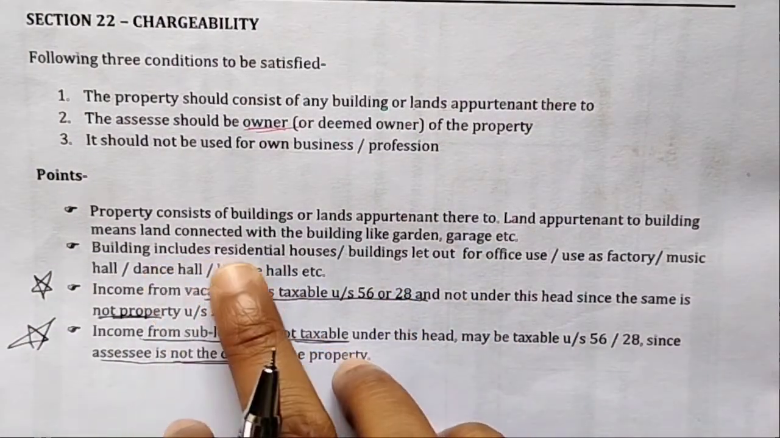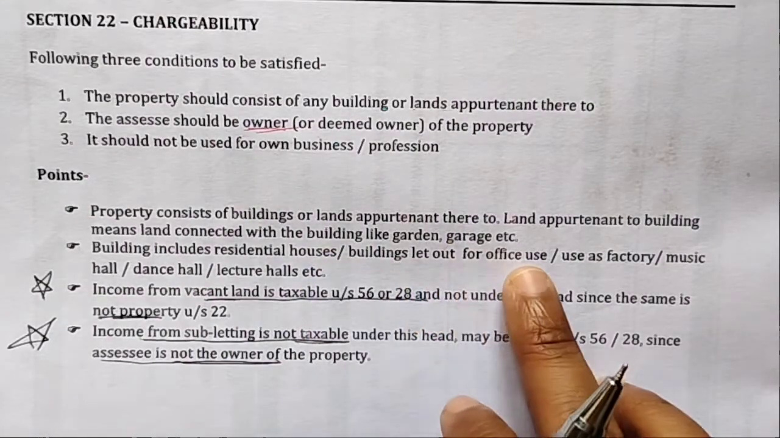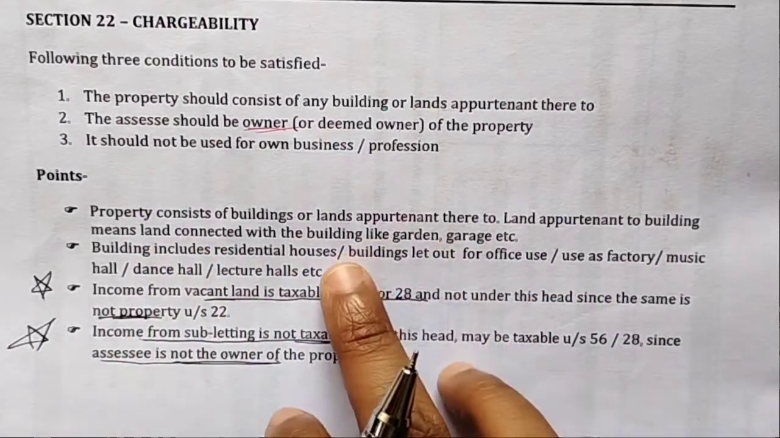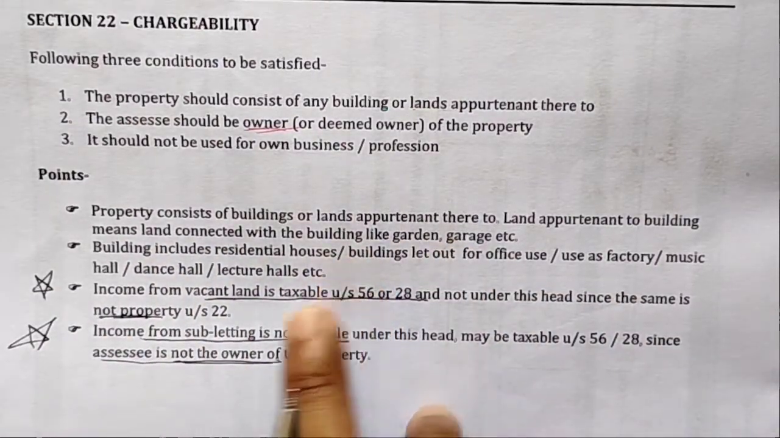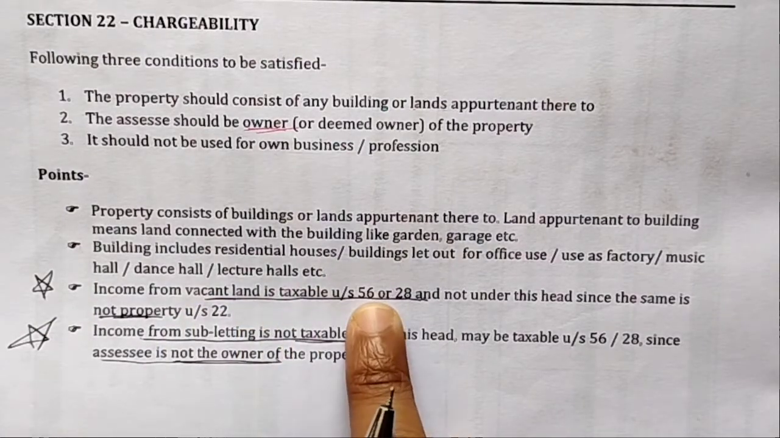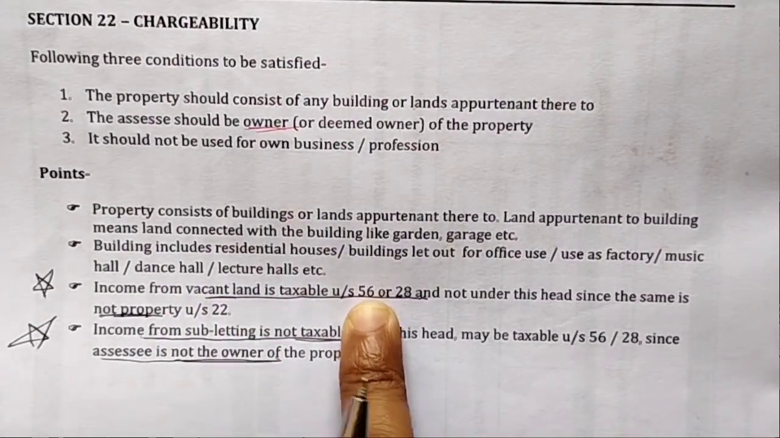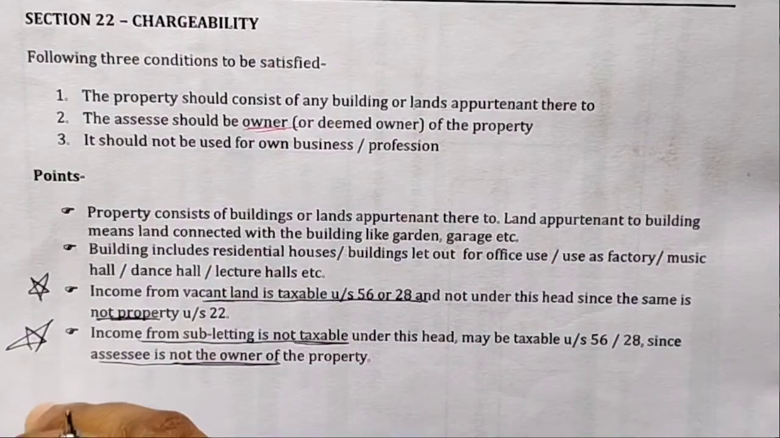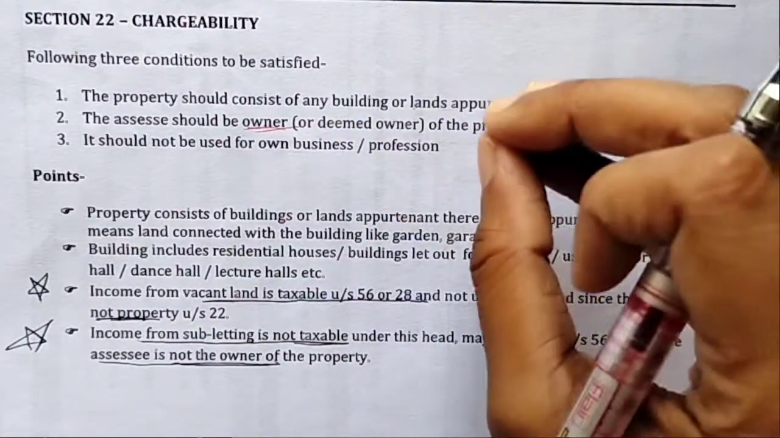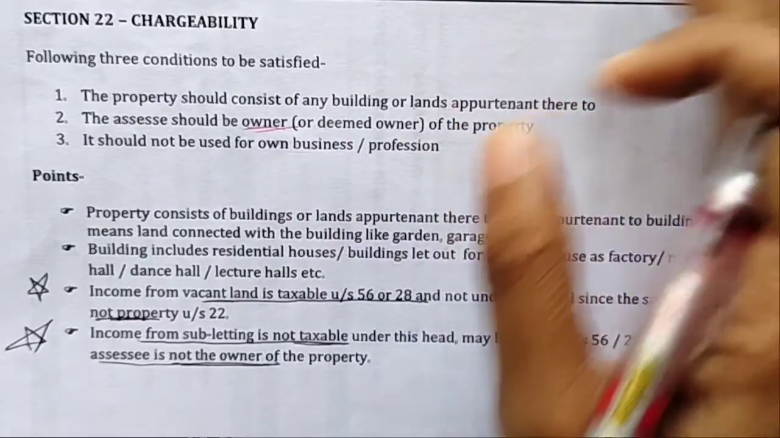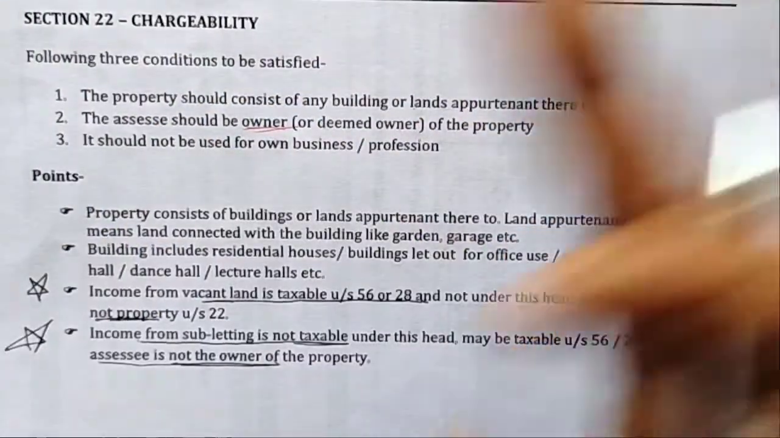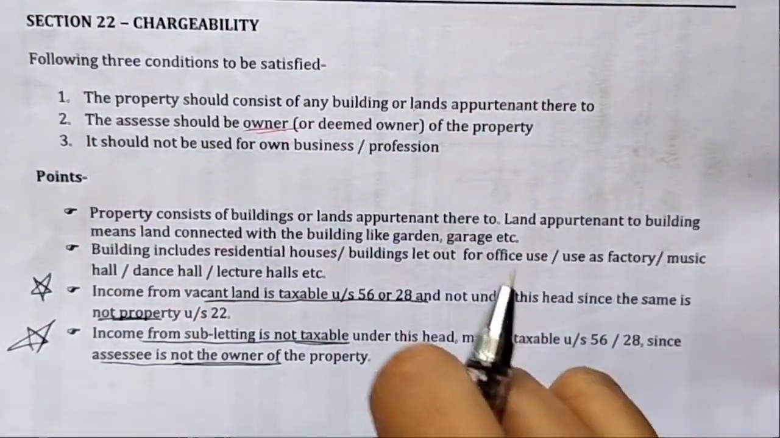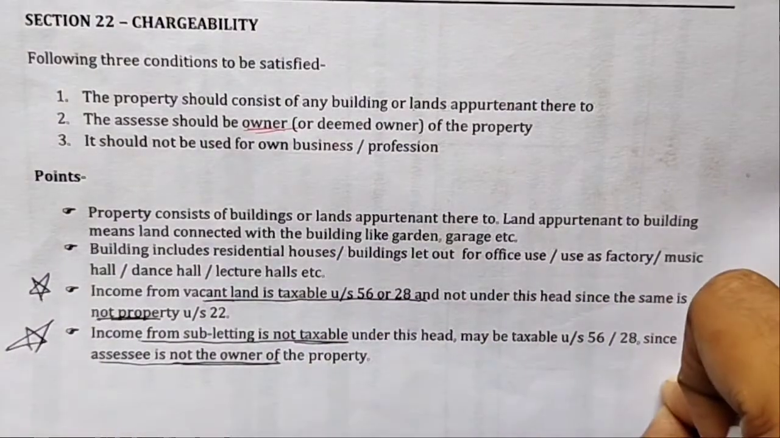Here the points to be noted are that the building includes a residential house, a building let out for office use, a factory, music hall, dance hall, lecture hall, etc. All these are included in building. Then the income from vacant land is taxable under section 56, income from other source, or section 28, PGBP, and not under this head. For example, a vacant land is given for shooting and income is earned. Any income arising from a vacant land is not taxed in income from house property, but is taxed either in PGBP or in income from other source.